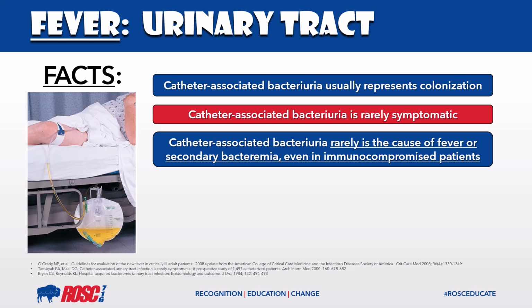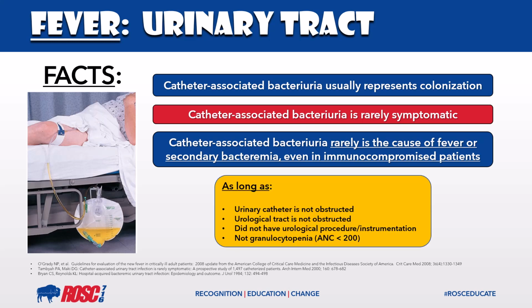In addition, it's rarely the cause of a secondary bacteremia, and this even holds true for an immunocompromised patient. This is as long as the urinary catheter is not obstructed, the urological tract is not obstructed, the patient didn't just have a urological procedure, and the patient is not granulocytopenic. So a definition of granulocytopenic is an ANC, absolute neutrophil count, less than 200.